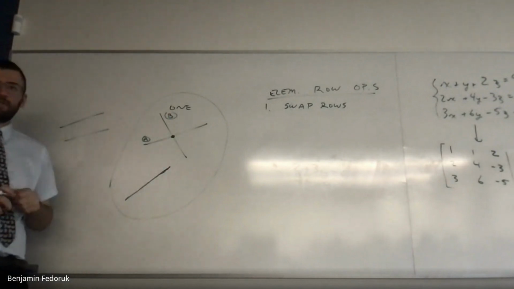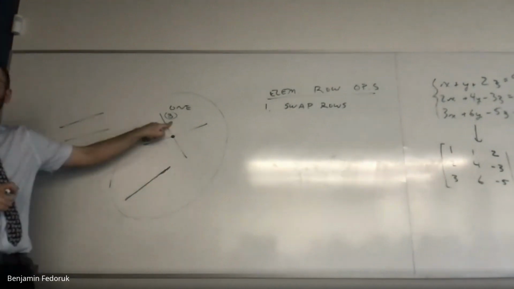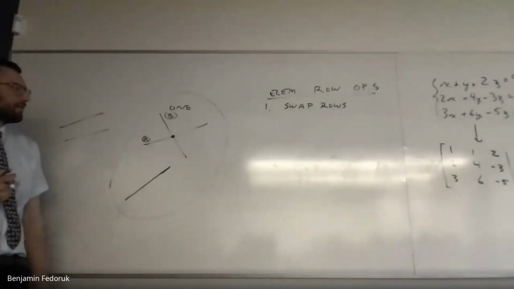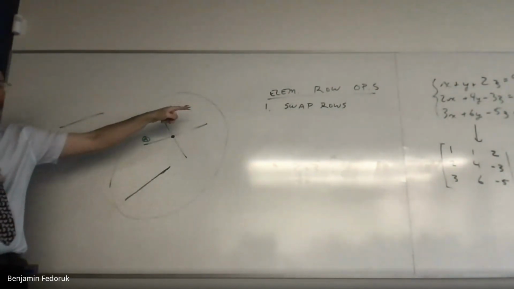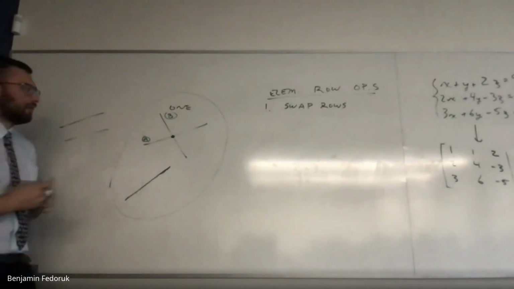Would it make a difference if I asked you to find the point of intersection between line A and line B versus if I said find it between B and A? Doesn't matter, right? So that's all you're doing. When we say we can swap rows, we mean it's not going to change the solution. It doesn't matter what order I tell them to, right?